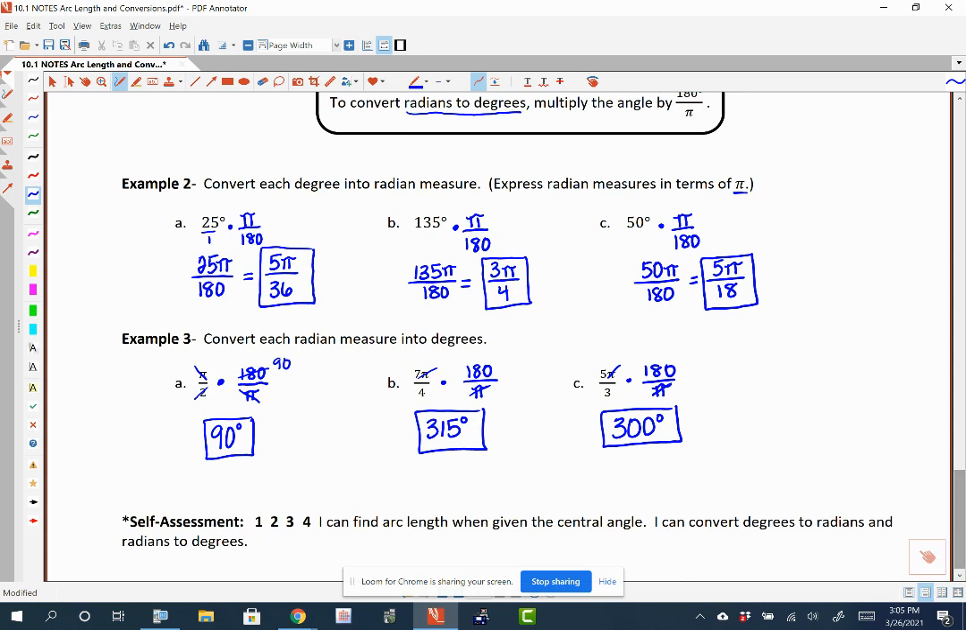All right, go ahead and self-assess. How do you feel about finding arc length and converting between degrees and radians? And good luck on your assignment.